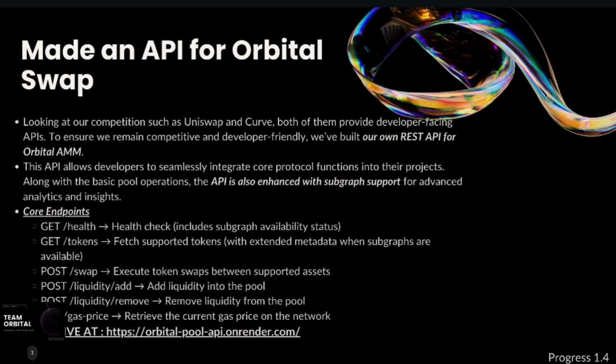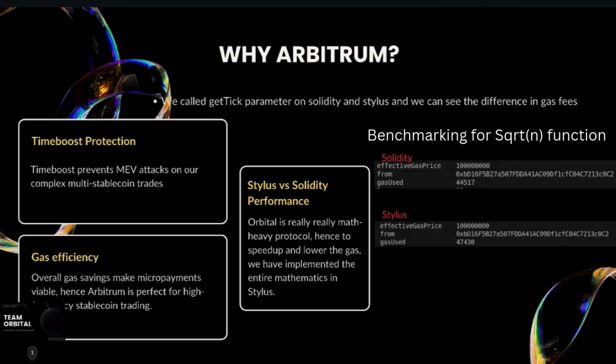On top of Orbital, we've built an API. Seeing the current market needs, every AMM protocol or every DEX must have an API so other people can use the benefits of that. So we've built an API for Orbital. Now other developers can use our API, do swaps, and integrate it within their projects. That increases our reach for Orbital. And why did we choose Arbitrum? Because first of all, Arbitrum has inbuilt MEV protection.